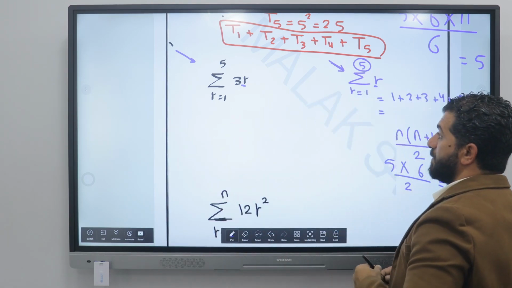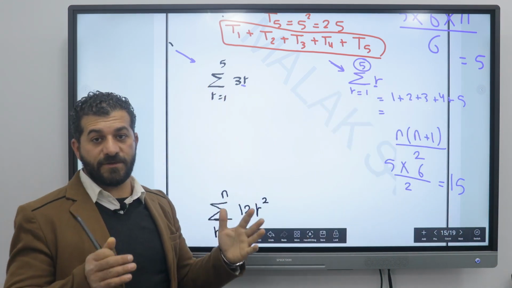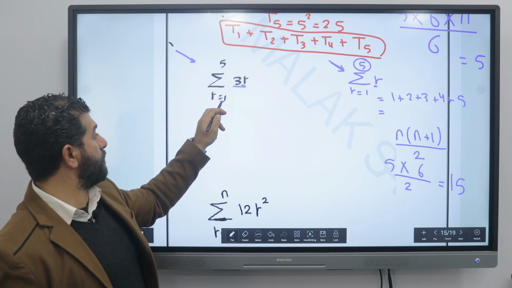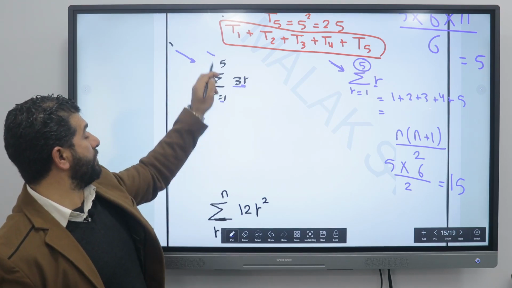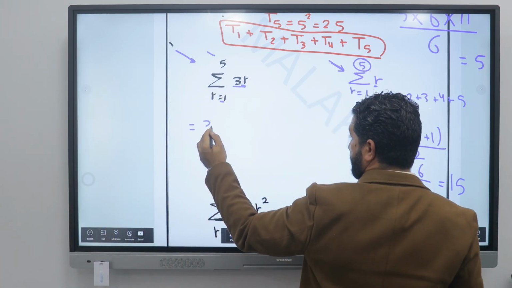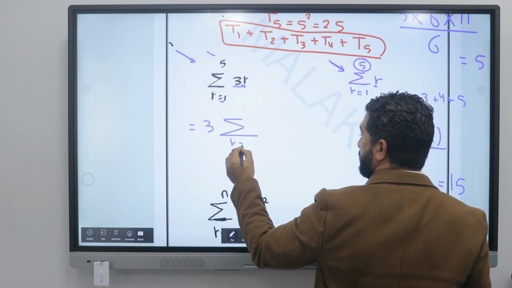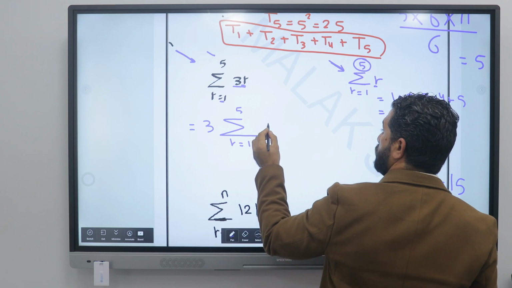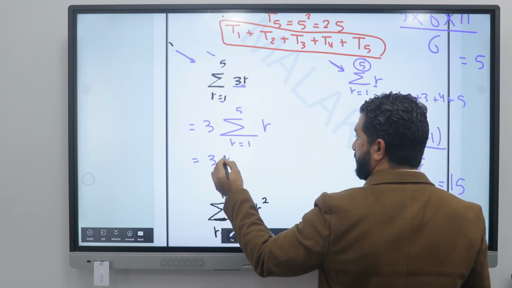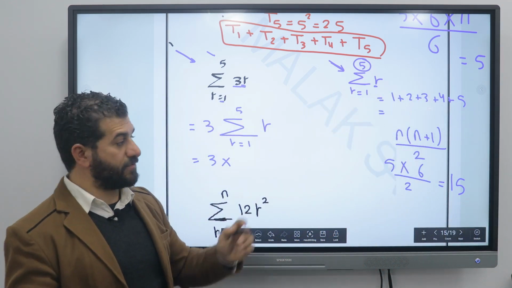I want to find the sum of all terms of the sequence given as 3r, starting from 1 to 5 here. So we can write this as 3 multiplied by the sum of all the terms from 1 to 5, which is r. This 3 is multiplied by the sum of all these terms, which is r.